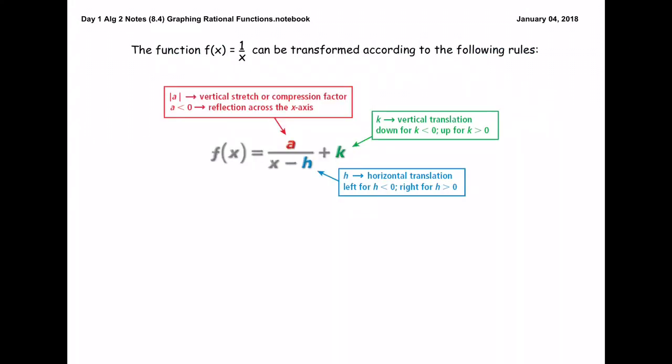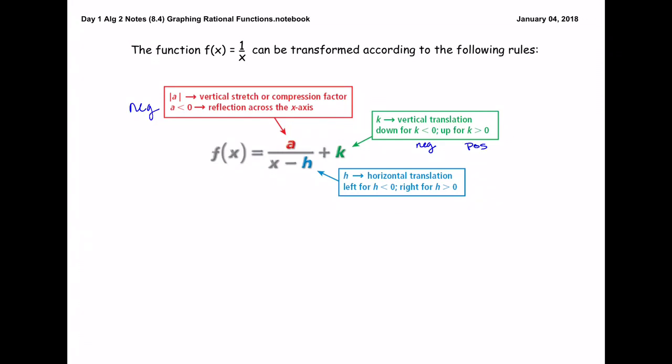The function f of x equals 1 over x can be transformed according to the following rules. So when we look at f of x is equal to a over the quantity of x minus h plus k, the absolute value of a is going to tell us if we have a vertical stretch or compression. If a is less than 0, or negative, it's going to reflect across the x-axis. If k is a negative number, it's going to move down.